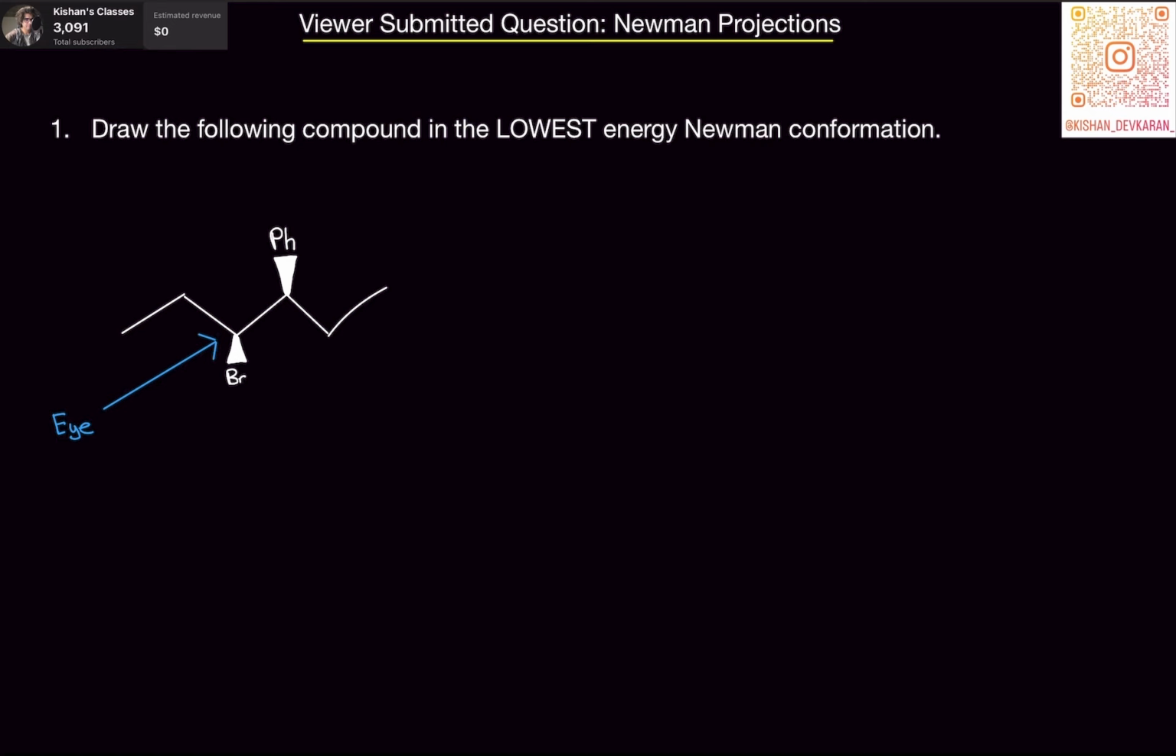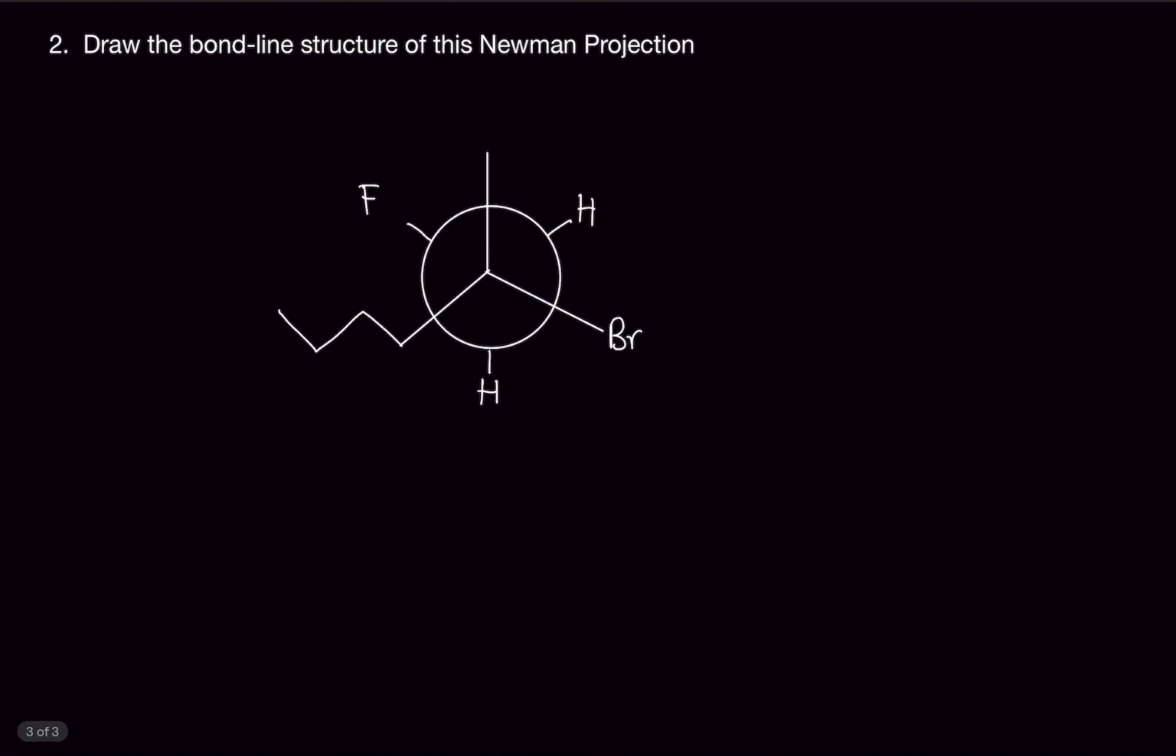So we got two questions. One is about drawing the lowest energy conformation of Newman projections, and then the other one is drawing the bond line structure of Newman projections. So let's do it.